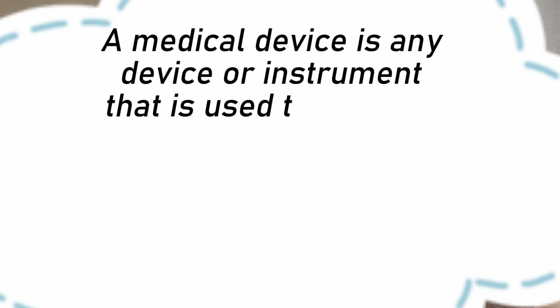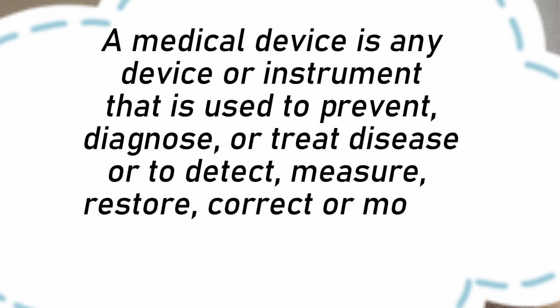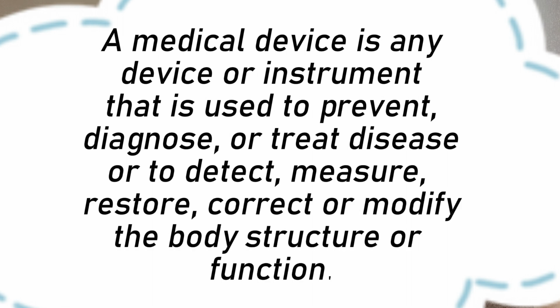To start off, it's really important for us to understand what a medical device is. If you're already in the industry for a long time, you might know different types of medical devices, but I want to make sure that everyone in our class knows what a medical device is. So here's the definition. A medical device is any device or instrument that is used to prevent, diagnose, or treat disease, or to detect, measure, restore, correct, or modify the body structure or function.